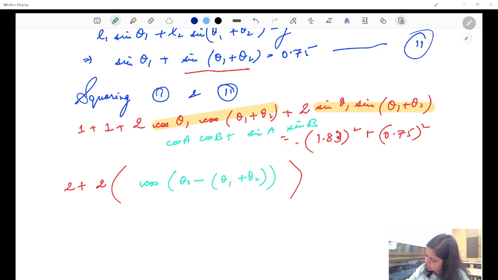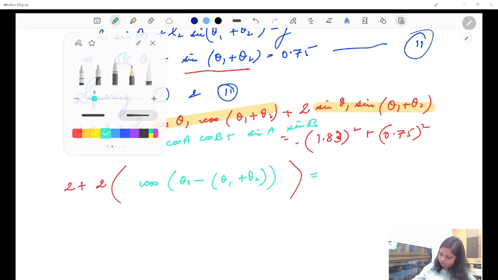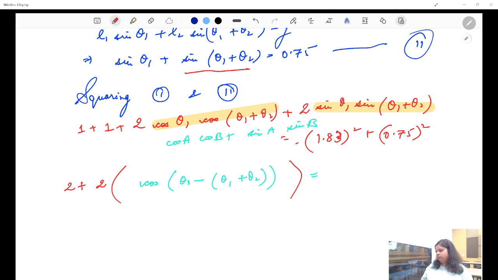Okay, this is your term which is equal to 1.83 square plus 0.75 square. Can anyone solve this and tell me what is the value? 3.91. Okay, 3.91. This is correct.